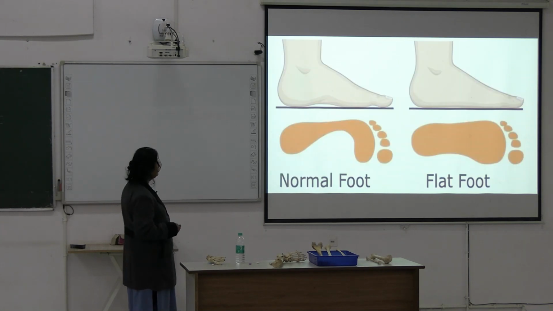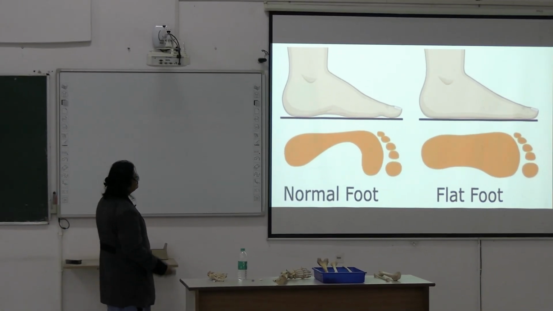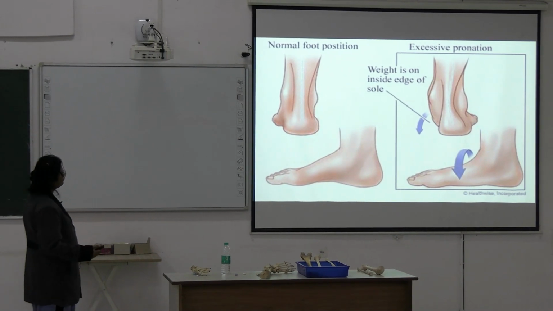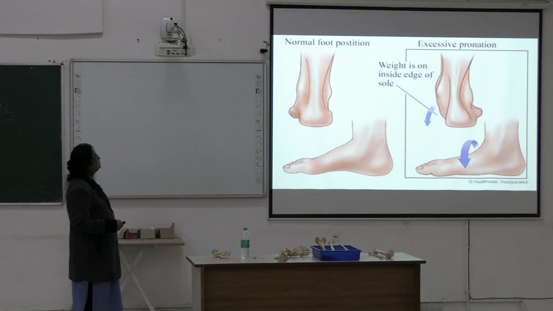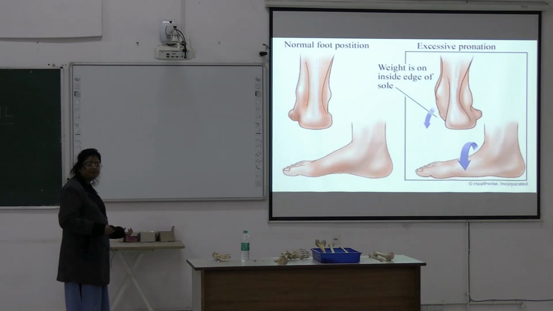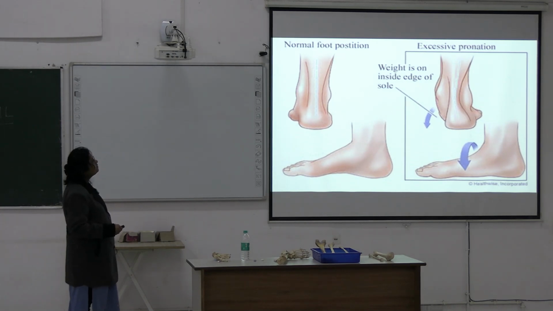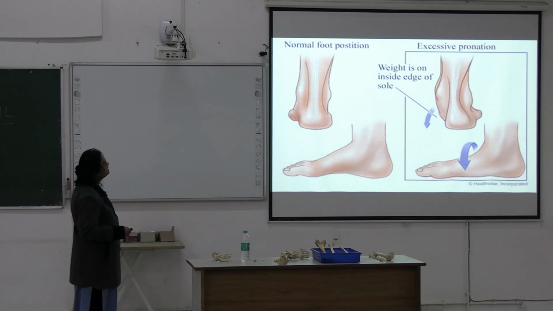Next, this is a normal foot, flat foot, footprints. Next, okay, so in a normal foot position, versus excessive pronation. In flat foot there is excessive pronation, so weight falls on the inside edge of the sole. Generally it is on the outer side of the sole, and in the case of flat foot, weight is transmitted more through the inside edge of the sole.